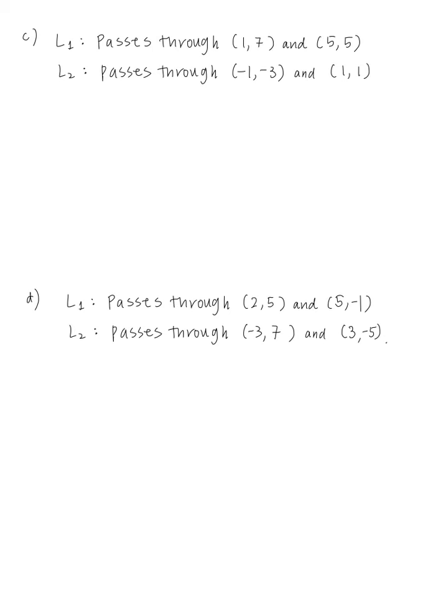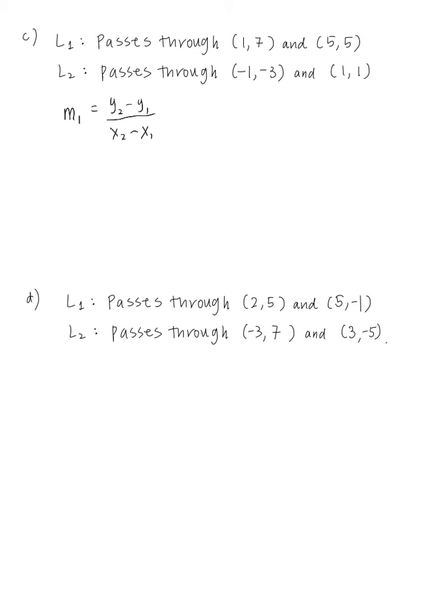Part C. All right, the first line is passing through the points (1, 7) and (5, 5). The second line is passing through the points (-1, -3) and (1, 1). The question is, are those two lines parallel, perpendicular, or neither? So what do you have to do? You have to find the slope. So let's go with the first slope. Let me denote by m1 the slope of the first line. So let me just write down the formula. That's y2 minus y1 divided by x2 minus x1.